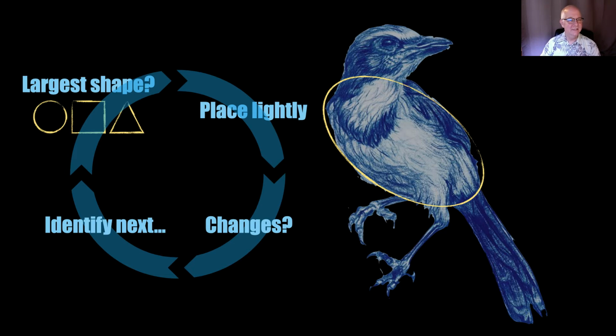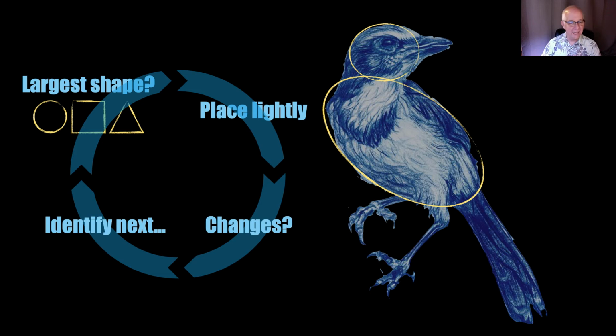In this case, it appears to be the bird's head, which to me looks sort of like an oval or maybe a circle. So I place it lightly on the page and I ask myself, what changes do I want to make? Well, that bird's head seems a little large, so maybe I'll redraw it a little bit smaller. And then the whole process repeats again. What's the next largest shape?